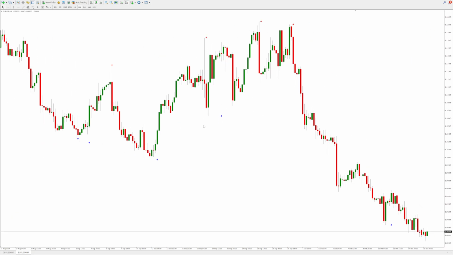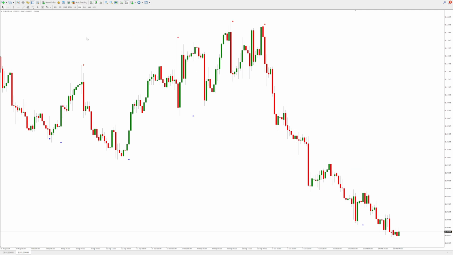Okay, so the Alfa Trend Indicator is an indicator that you will probably need to source for your trading platform. I'm using the MT4 platform here. This is a Euro dollar 4-hour chart. You can use the indicator on any chart time frame.